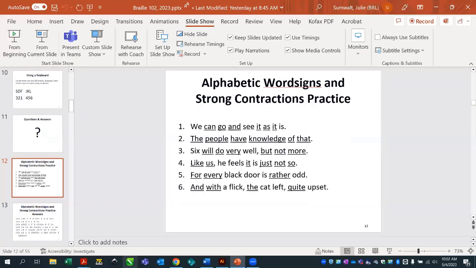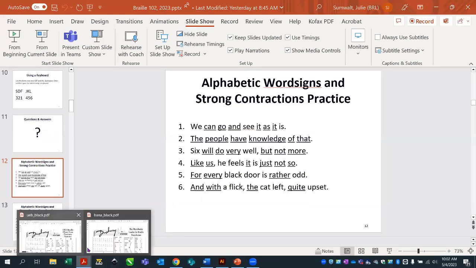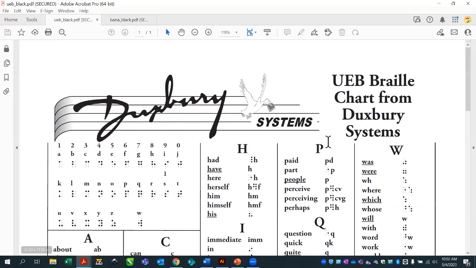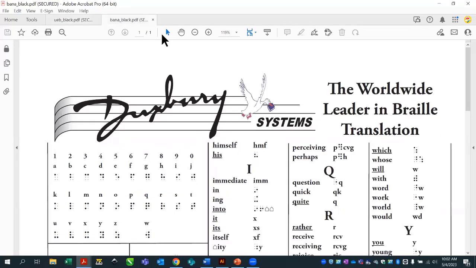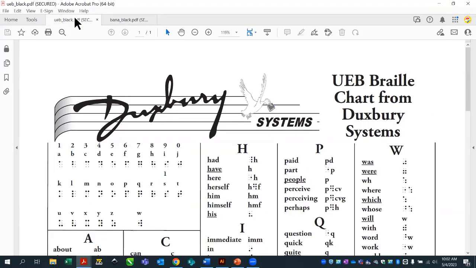They're in your folders. You have two posters. One says UEB Braille at the top. The other one says Worldwide Leader. We'll talk about Worldwide Leader later on, but for now, just focus on the UEB Braille poster. It has the alphabet and the numbers in the upper left, the contractions in alphabetic order. If there's a little house icon, let me see if I can find one.